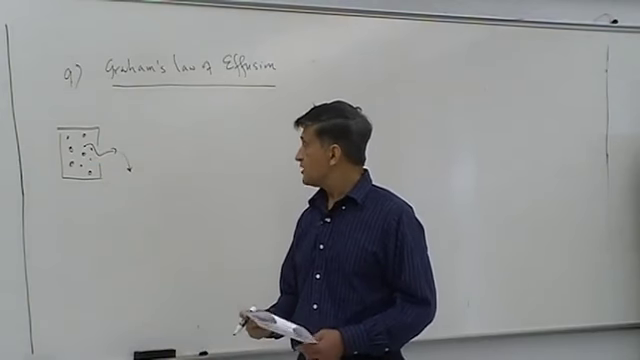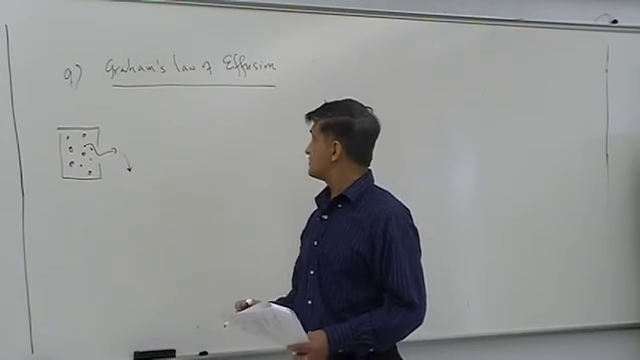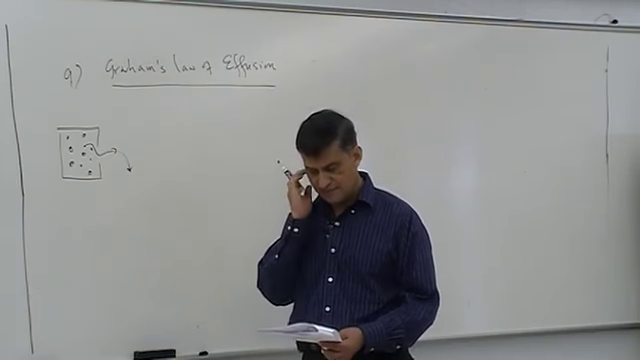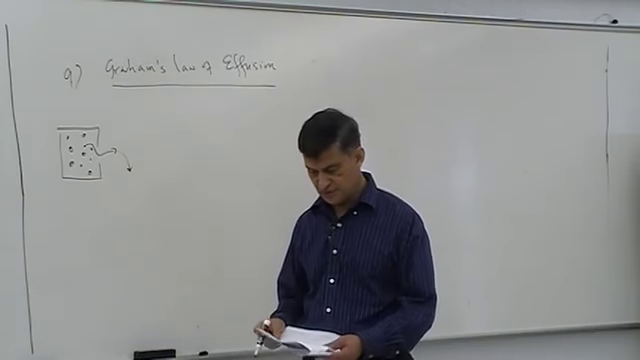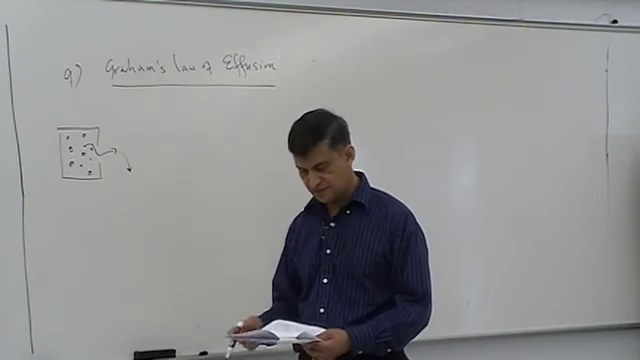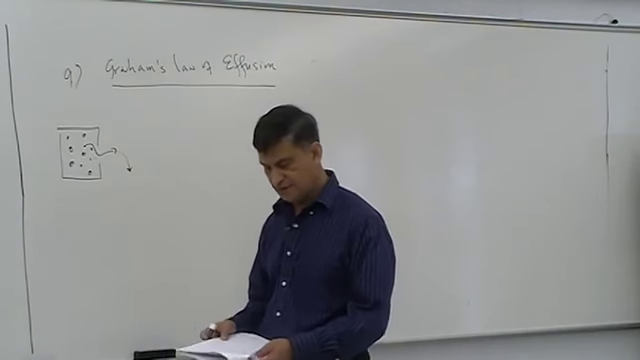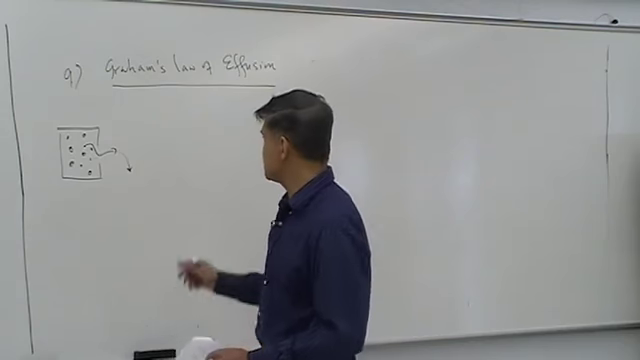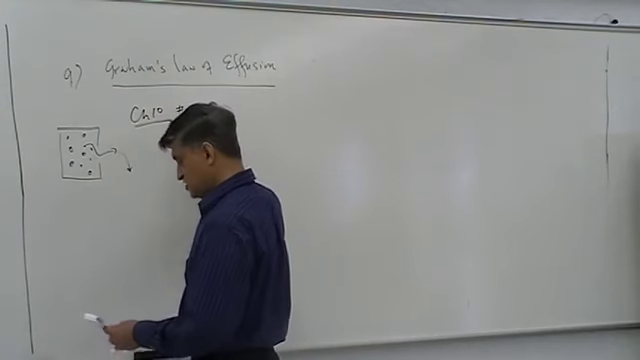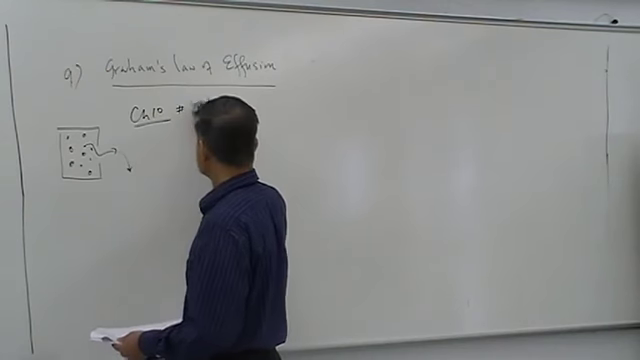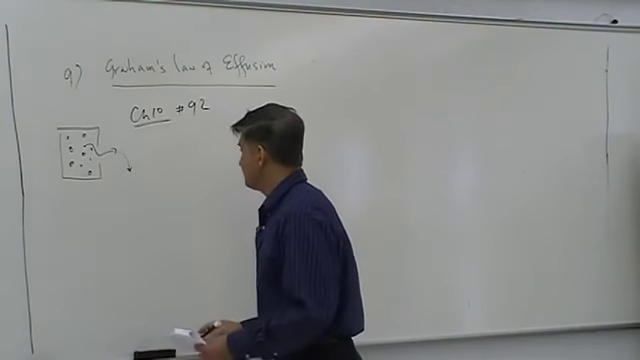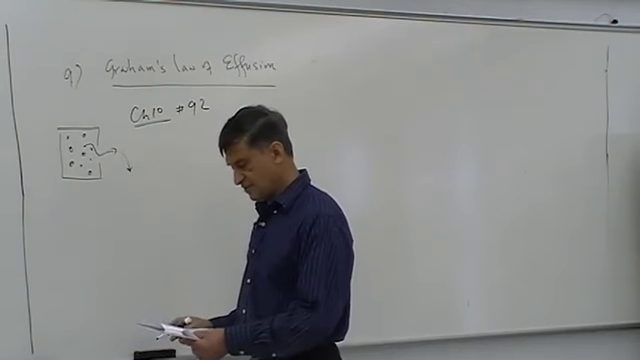So there'd be a question on the application of Graham's law of diffusion, where I'd give you two gases, and based on that, you need to calculate either molecular weight or the rate. Now, one of the examples that I picked from the book, which is chapter 10, number 92. So basically, by reading that question, I find out the following.